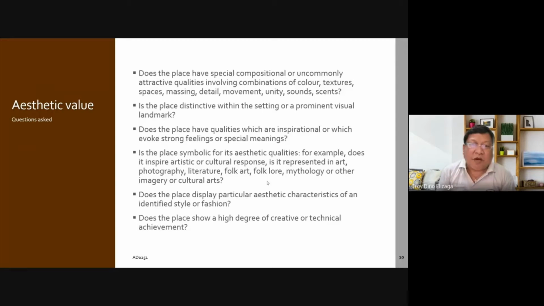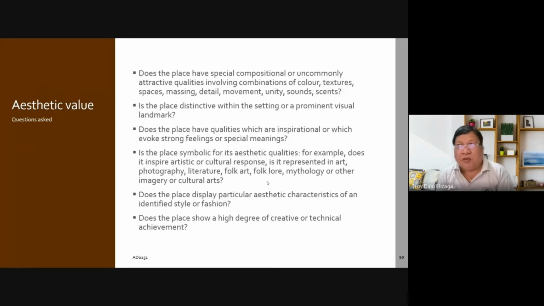So does the place have qualities which are inspirational or which evoke strong feelings or special meaning? So some of the monuments, for example, especially those really designed to be aesthetic, would fall into this. No? Is the place symbolic for its aesthetic qualities? For example, does it inspire artistic or cultural response? Is it represented in art, photography, literature, folk art, folklore, methodology, or other imagery or cultural arts?